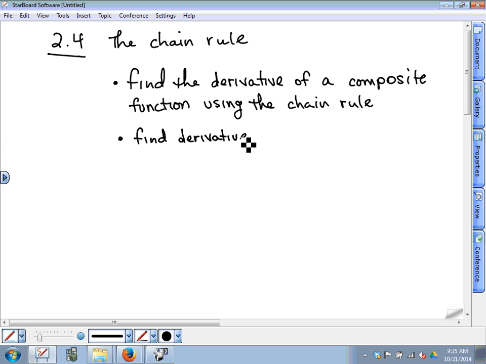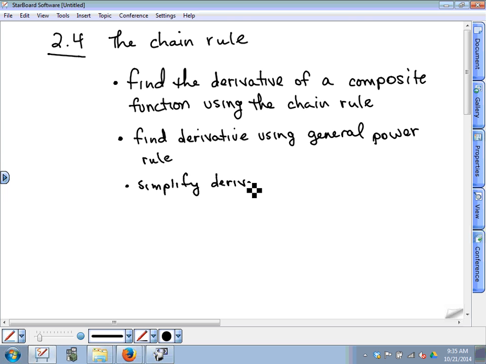We're going to visit one more time finding derivatives using the general power rule. We're going to simplify derivatives. Now I want you to write this word for word. Simplify derivatives using your mad algebra skills.